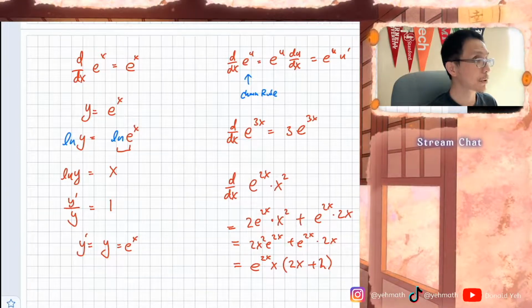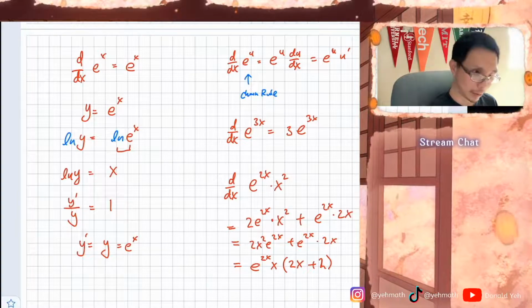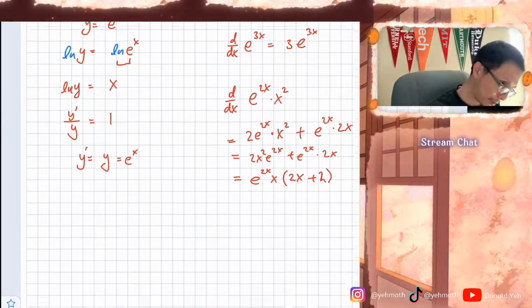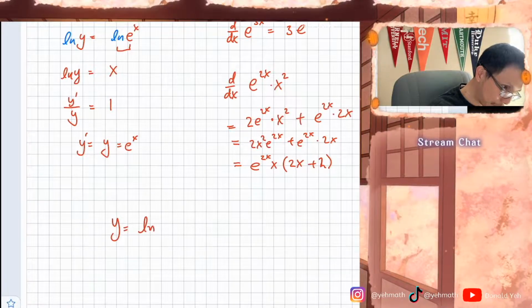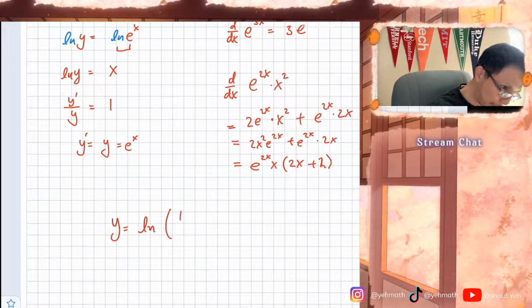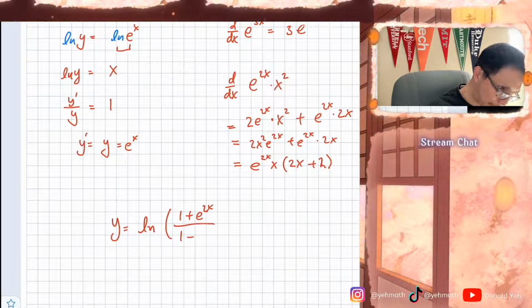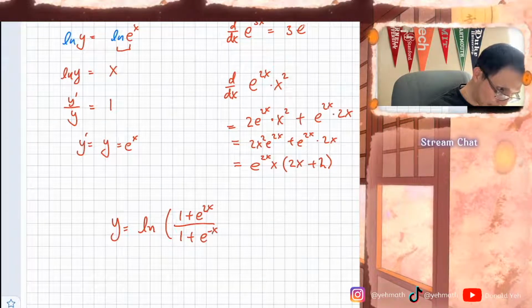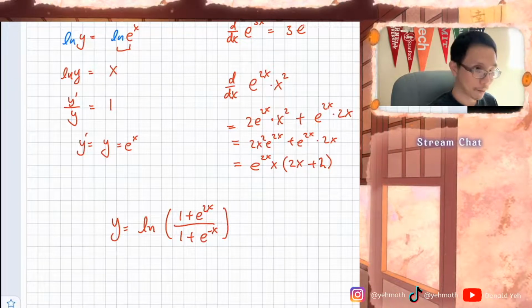Now, I'm going to ask you to combine yesterday's knowledge and today's knowledge. You're like, whoa, it's too much. So yeah, I can do this. So let's say y equal to natural log of (1 plus e to the 2x) over (1 plus e to the negative x). So I want to take a derivative of this one. You guys want to give it a try?